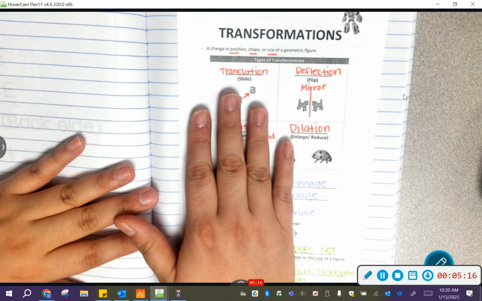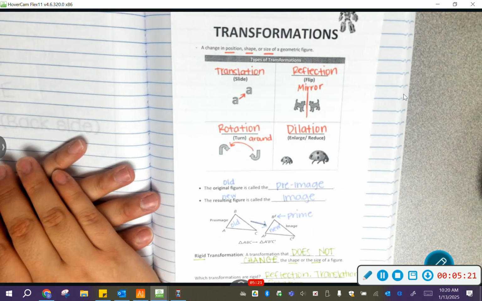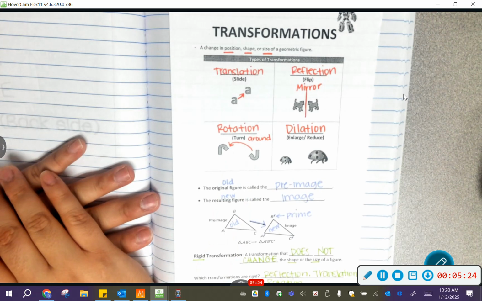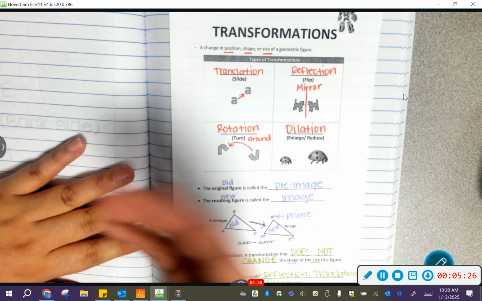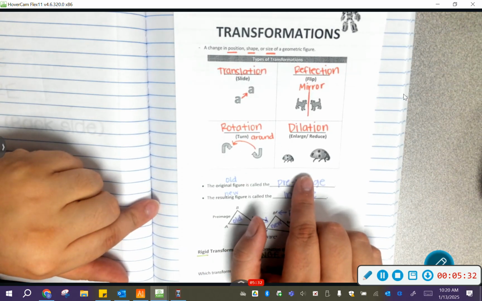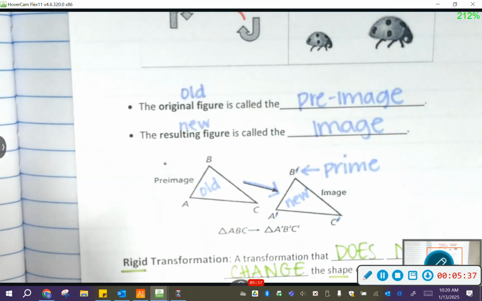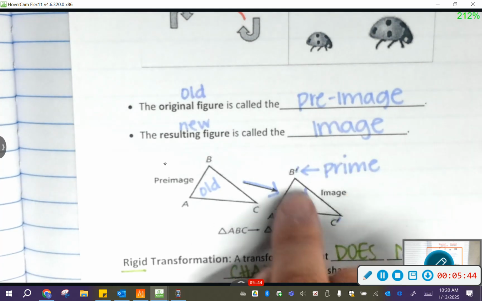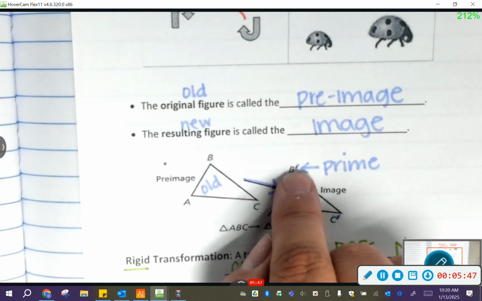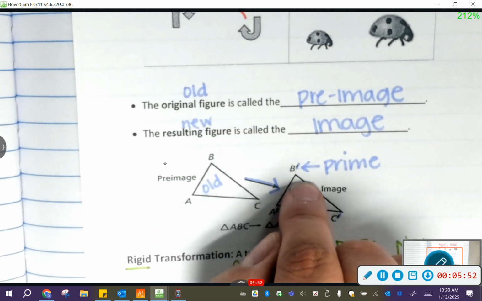So, you're going to have a quiz today. What's another word for translation? Slide. What about reflection? Flip. And then rotation is turn. You are not going to have dilation on this quiz because we're learning that tomorrow. How do I know which one is my first image and my second image? The arrow. But what if there's no arrow? The little, what do you mean, the prime? The little apostrophes. So the first one has nothing and the second one has apostrophes.